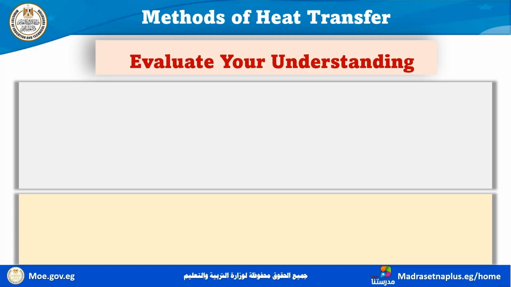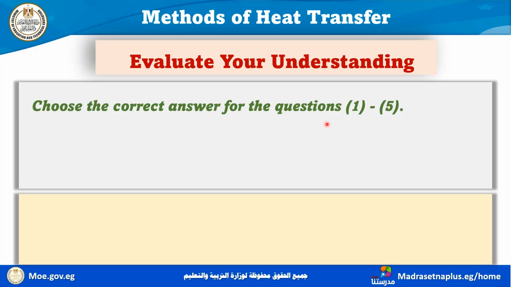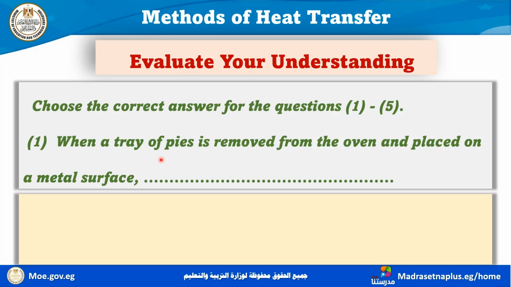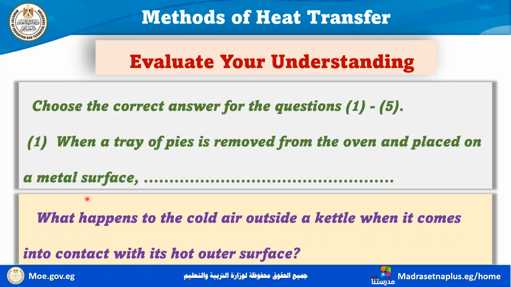Now another question: evaluate your understanding. Choose the correct answer for the questions from 1 to 5. What happens to the cold air outside a kettle when it comes into contact with its hot outer surface? What happens to the air when it becomes in contact with its hot outer surface?